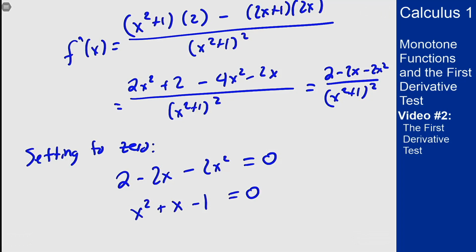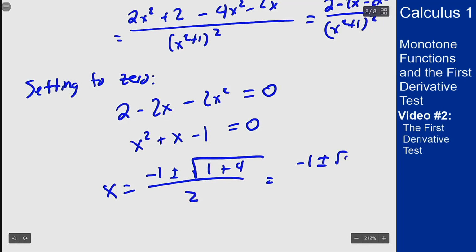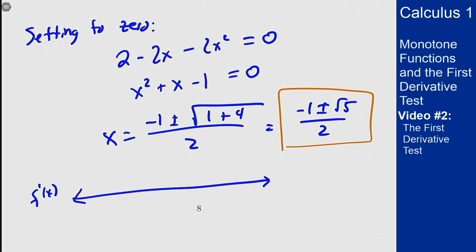This unfortunately doesn't factor, but I can use the quadratic formula. My roots are at x equals negative 1 plus or minus the square root of 1 plus 4, over 2, which is negative 1 plus or minus root 5 over 2. Now with this, I can draw a number line to figure out what's going on here. So now we have two zeros at minus 1 minus root 5 over 2, and minus 1 plus root 5 over 2.